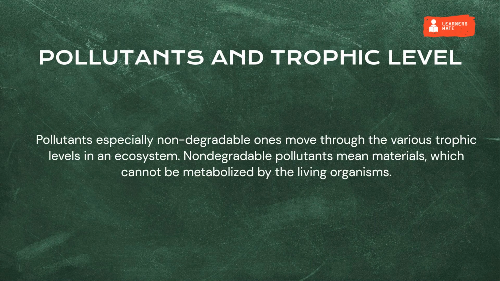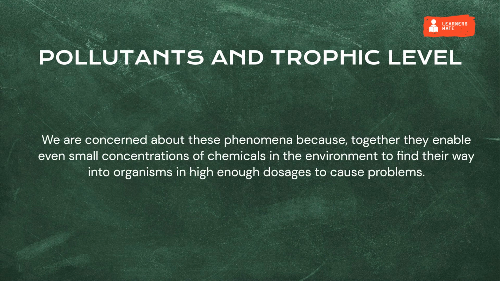Pollutants, especially non-degradable ones, move through the various trophic levels in an ecosystem. Non-degradable pollutant means material which cannot be metabolized by living organisms. Example, chlorinated hydrocarbons. We are concerned about those phenomena because together they enable even a small concentration of a chemical in the environment to find its way into organisms in high enough doses to cause problems.